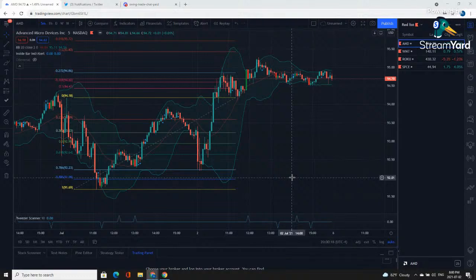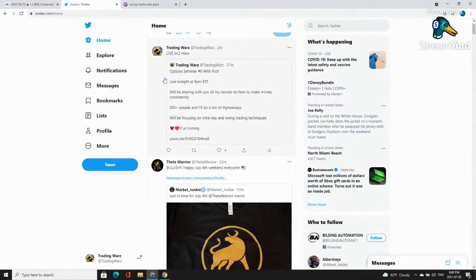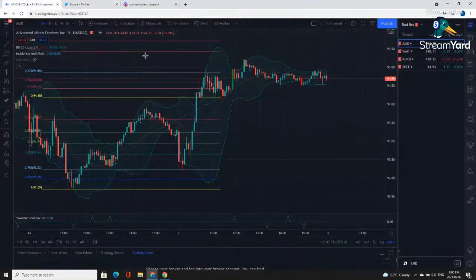We have 35 people in here, so thank you for joining me on this beautiful Friday afternoon. I am going to make sure that I tweeted this out. Okay, we did. Good. We're going to get started and go through the setups and talk about everything for today. Also look at some swings and talk about what's next.